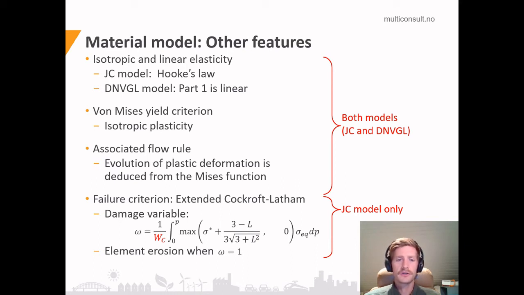In addition, in the Johnson-Cook model, we incorporated a failure criterion. We used the extended Cockcroft-Latham criterion, which is quite simple. It contains only one material parameter, WC, and we determined that by inverse modeling one of the uniaxial tension tests. Then the damage variable is calculated during the simulation, and the element erodes when the damage parameter reaches 1.